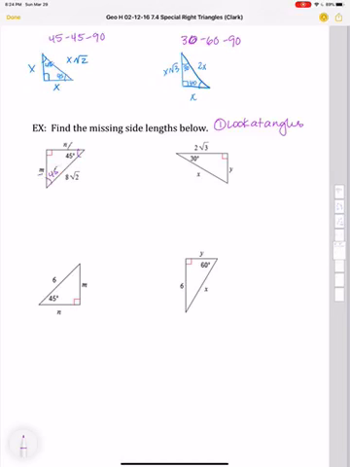Okay, so this one, first off, it's got to be 45, 45, 90. M and N, we know, are the same thing. The hypotenuse is 8 root 2, so I remember that if I divide that by the square root of 2, then I get 8, and that must be what N and M are. So M equals N, which equals 8. So those both equal 8.